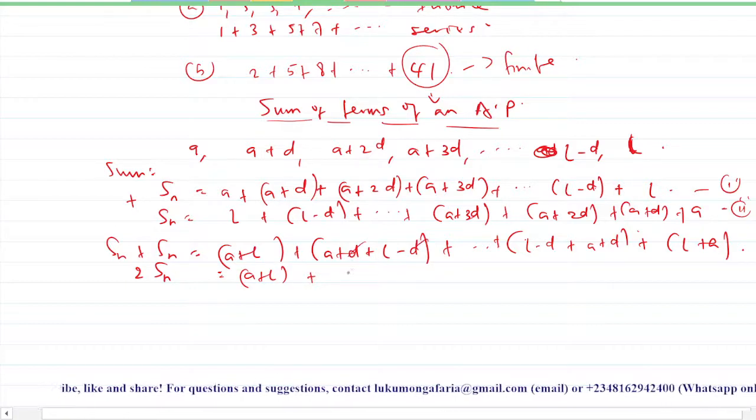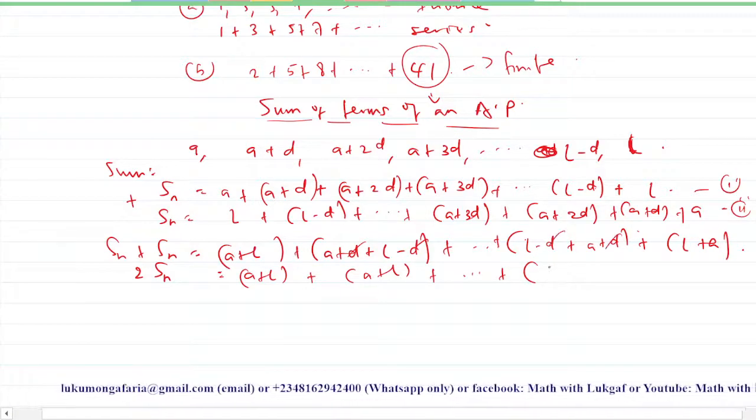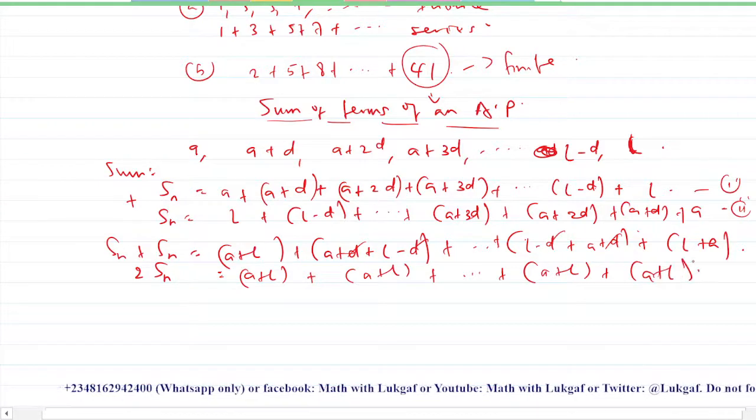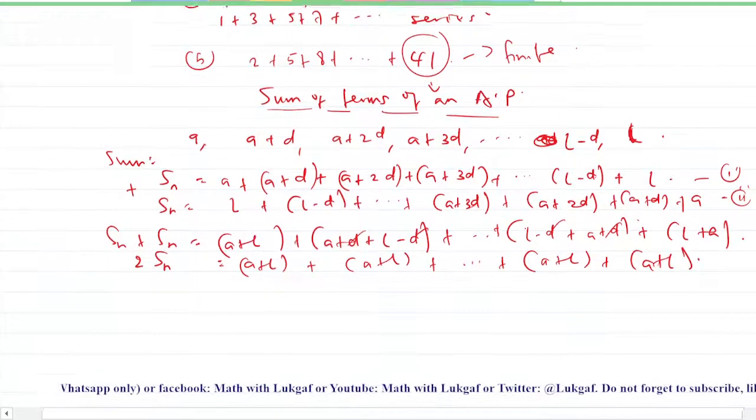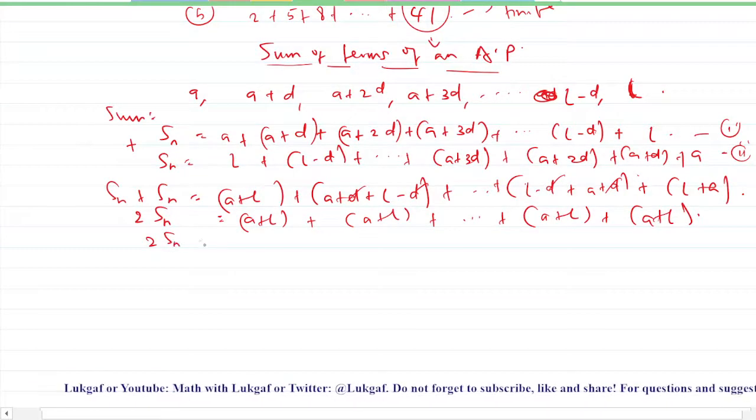This guy will cancel this. I have A plus L plus dot dot dot plus, this guy also cancels this. I also have what left? A plus L plus A plus L. What do you observe? So you will see that I have my 2Sn.